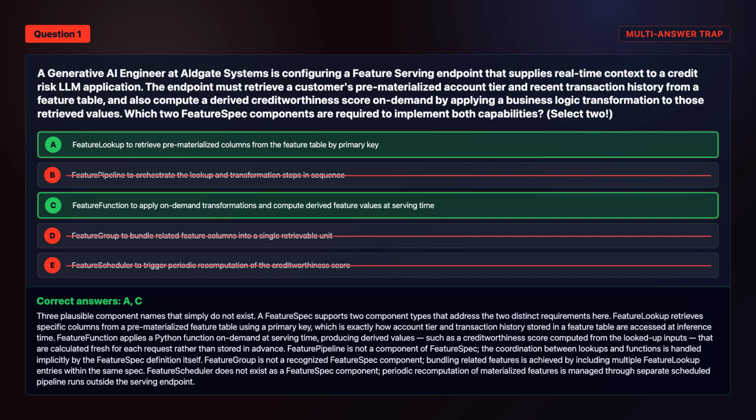Feature pipeline is not a component of feature spec. The coordination between lookups and functions is handled implicitly by the feature spec definition itself. Feature group is not a recognized feature spec component. Bundling related features is achieved by including multiple feature lookup entries within the same spec. Feature scheduler does not exist as a feature spec component. Periodic recomputation of materialized features is managed through separate scheduled pipeline runs outside the serving endpoint.